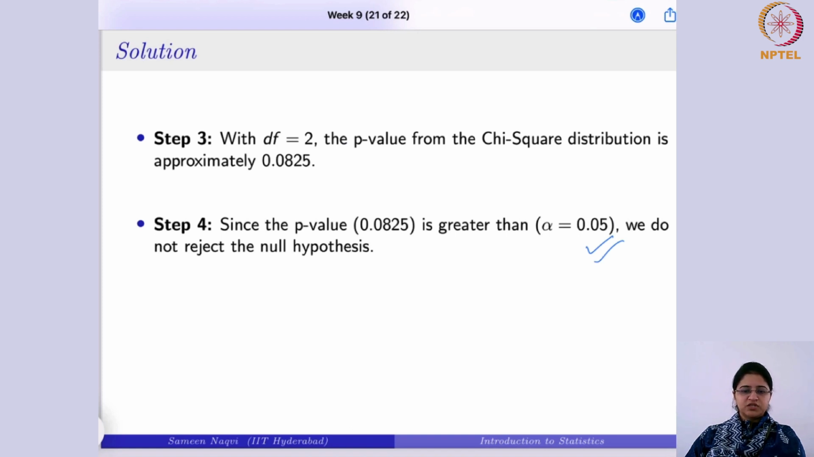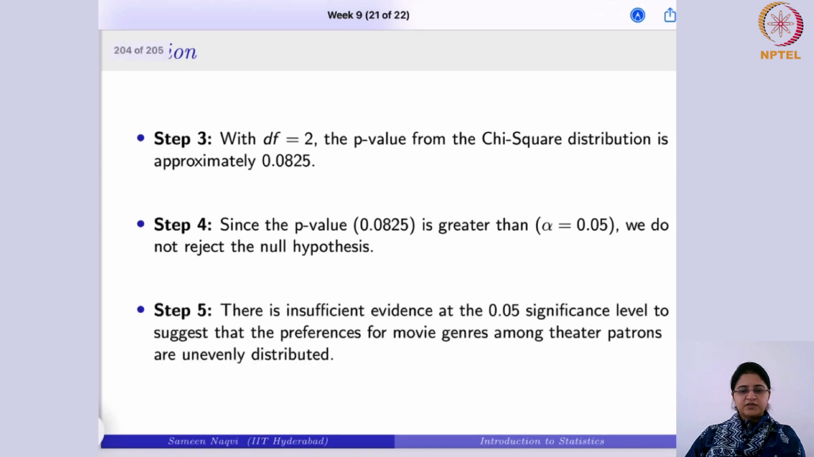You fail to reject the null hypothesis and conclude that there is insufficient evidence to suggest that the preference for movie genre among theatre patrons is unevenly distributed. So you fail to reject the null hypothesis. That is, the null hypothesis was that the three proportions are the same as 1/3, right? So here you fail to reject it. You cannot say that one is preferred over the other. It is not unevenly distributed.